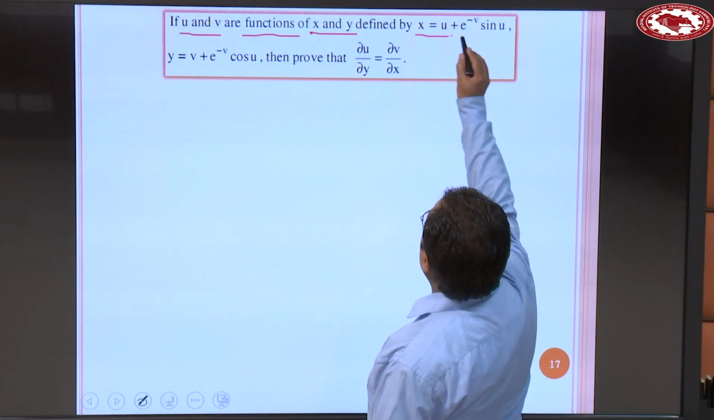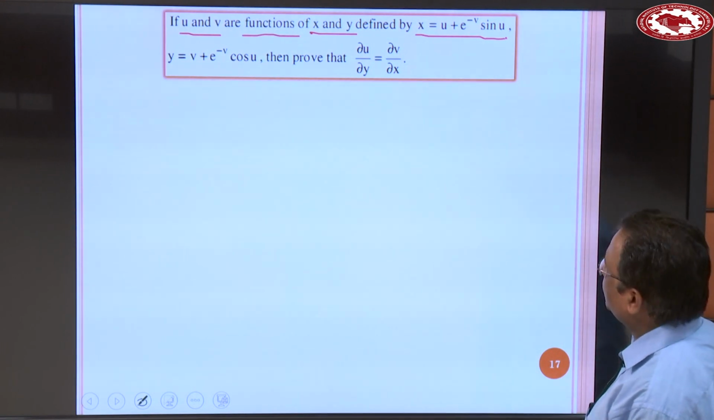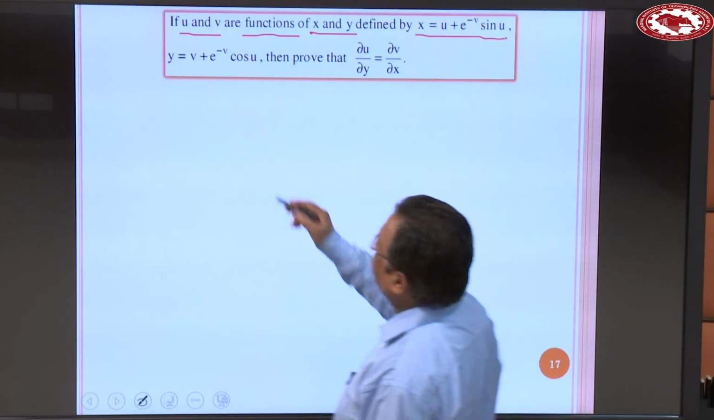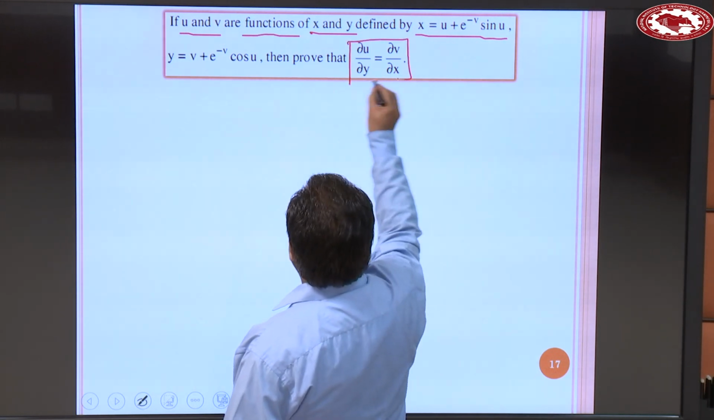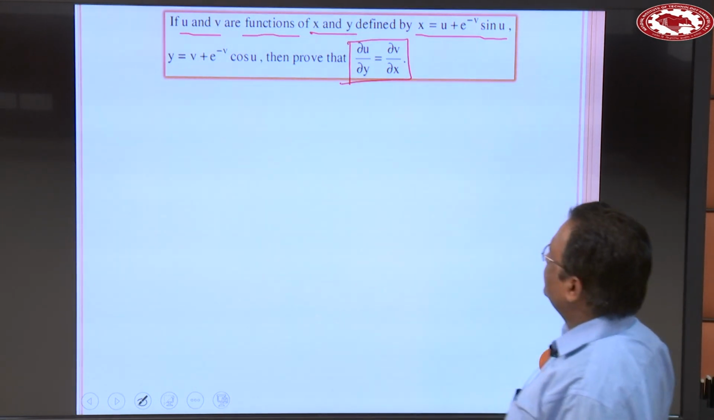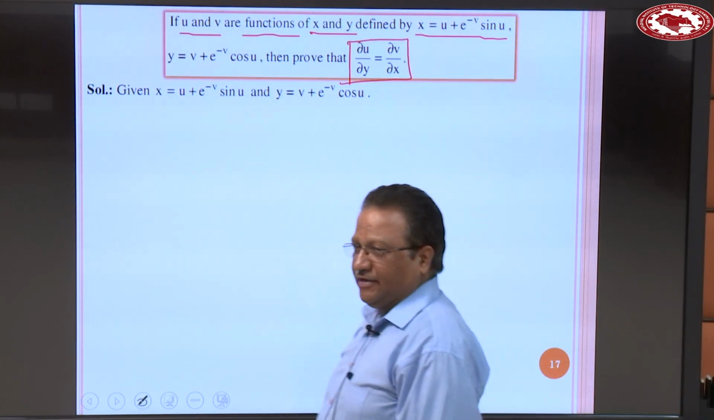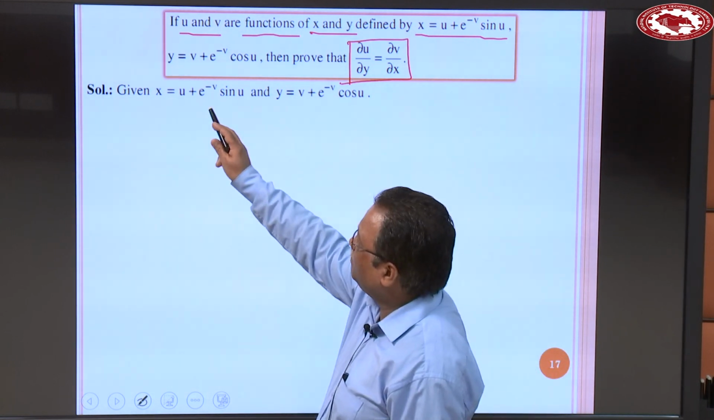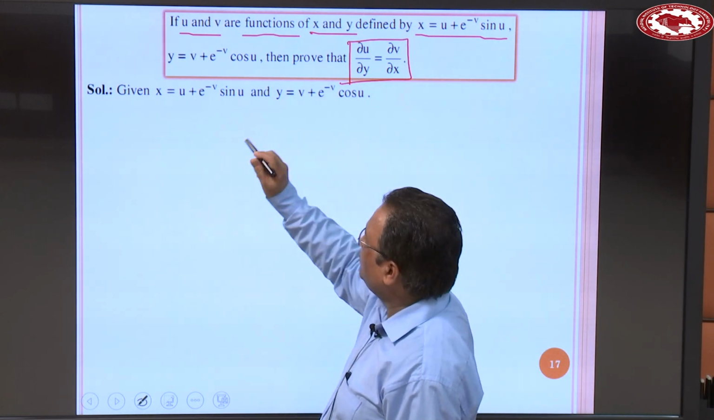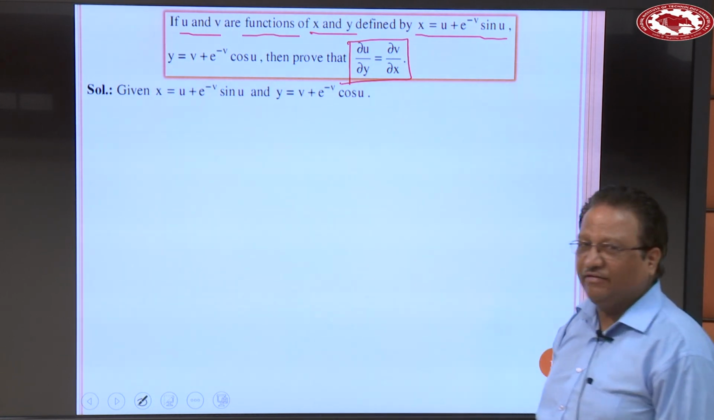Defined by the relation x is equal to u plus e raised to power minus v sin u, y is equal to v plus e raised to power minus v cos u, then you have to show this result: curly u over curly y is equal to curly v over curly x. So what is given? We have given two relations. First one is x is equal to u plus e raised to power minus v sin u, and y is equal to v plus e raised to power minus v cos u. So we have given these two relations.